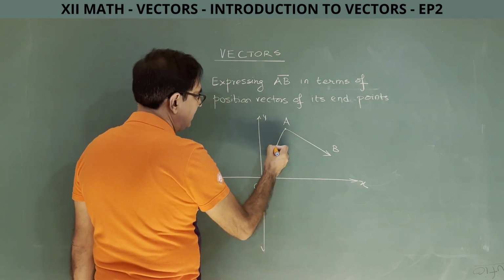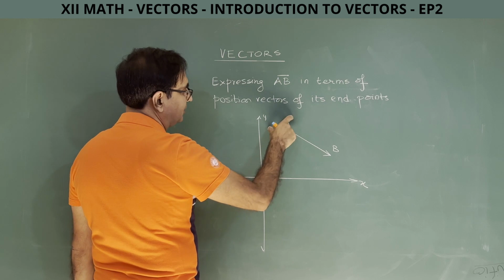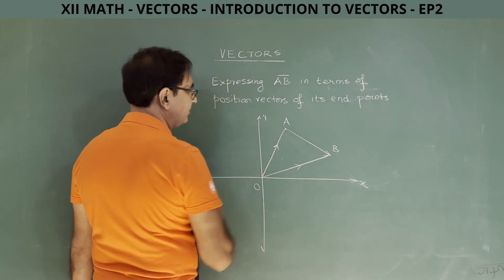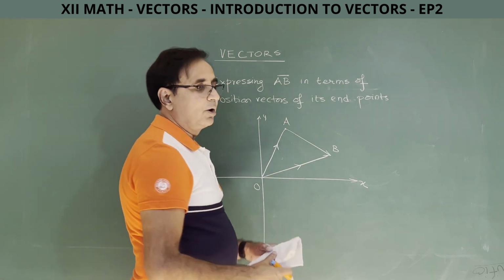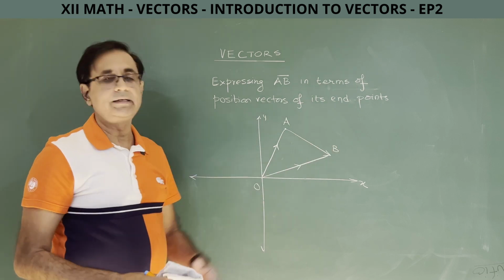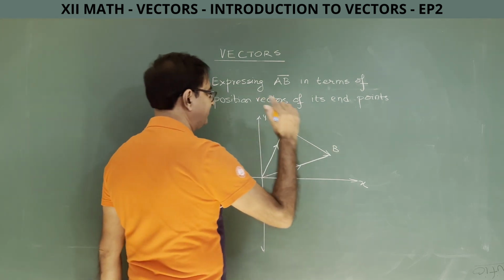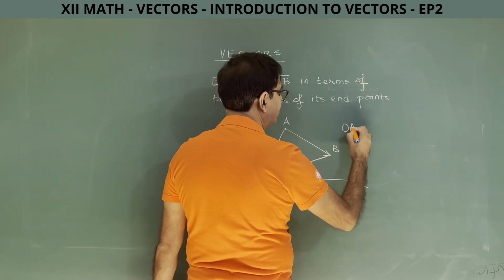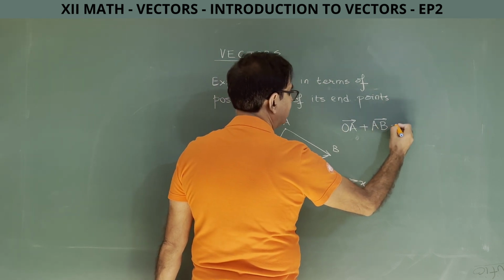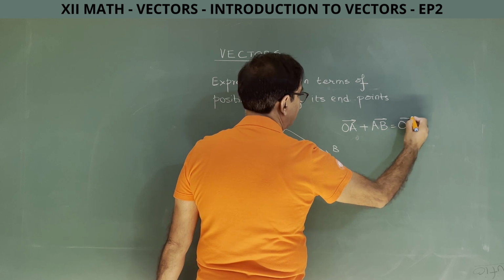So I put an arrow like this. This is vector OA, called the position vector of A. This is vector OB, called the position vector of B. After this topic, although I am using it now, the moment I finish this, I will teach you how to add two vectors. From that vector addition, I get a statement: vector OA plus vector AB is equal to vector OB. This is called the triangle law of addition.